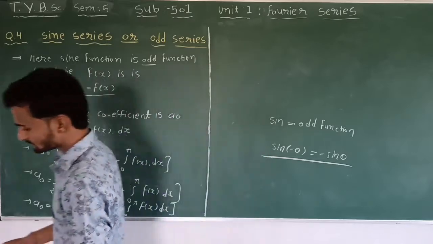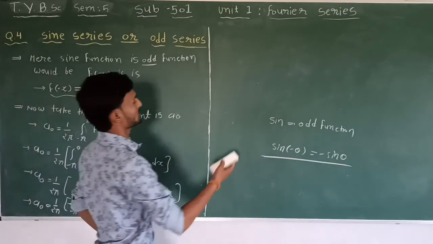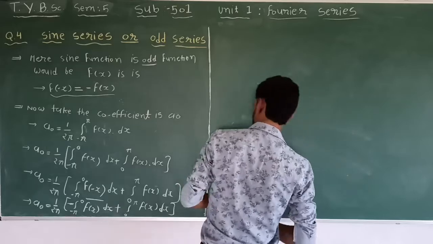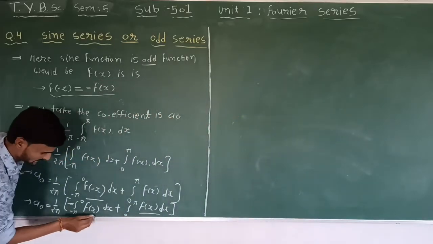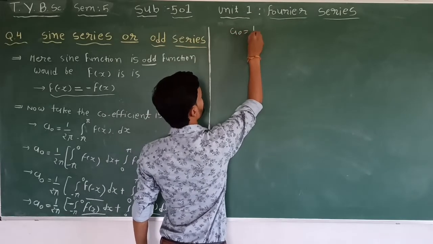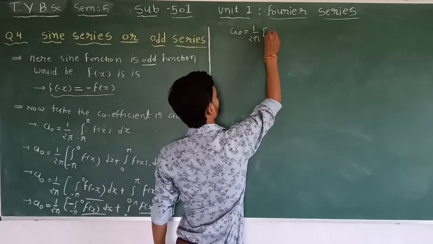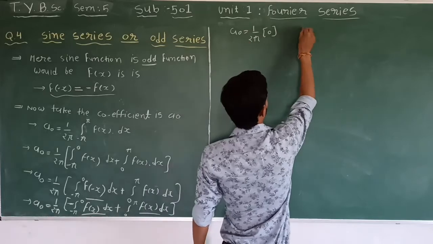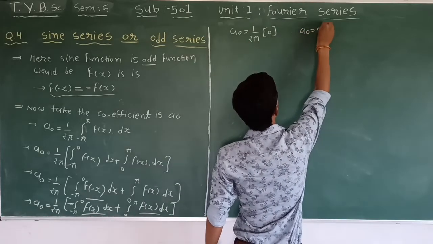So A0 is equal to 0. This term cancels, this term cancels. So A0 is 1 upon 2 pi into 0. So A0 is equal to 0.